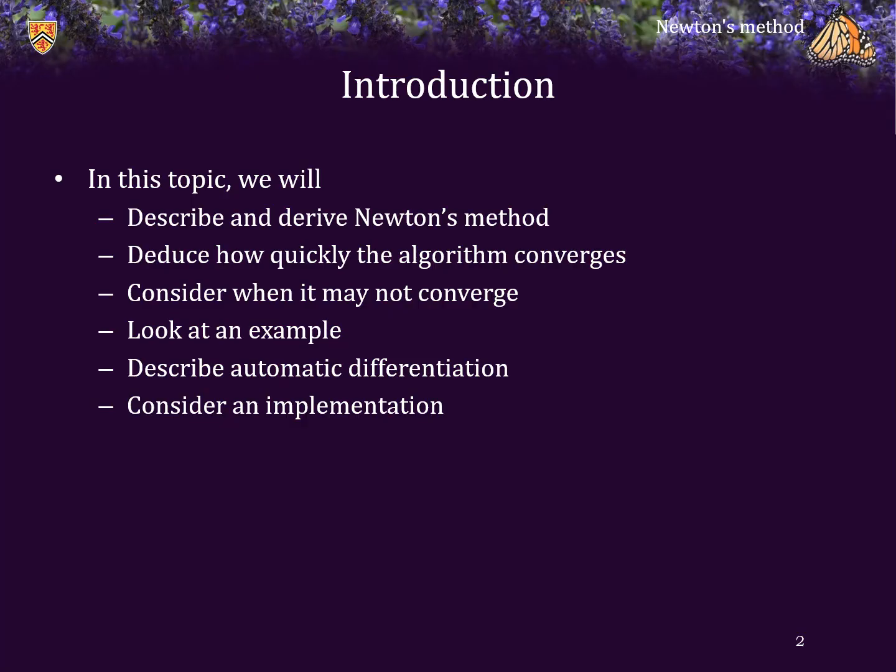So in this topic we will describe and derive Newton's method, and this is probably a review from your first year calculus course. We will deduce how quickly the algorithm converges, and consequently we'll be able to describe this algorithm as being order h squared. We're also going to consider situations when this algorithm may not converge. We're going to look at an example of the application of this algorithm. We will then describe automatic differentiation and consider an implementation of this algorithm in C++.